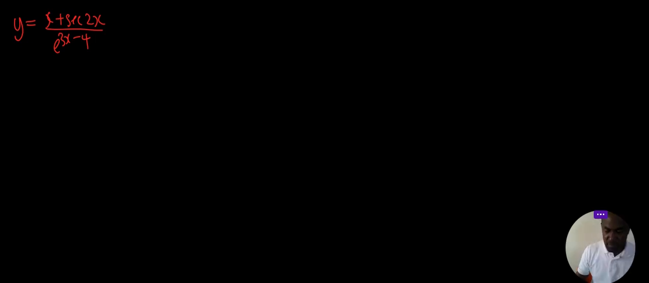Now, basically, we should be able to recognize this as a fraction of the form u over v. And since it is of that form, we can apply the quotient rule. According to the quotient rule, if y is equal to u over v, then dy by dx is equal to v du by dx minus u dv by dx, all over v squared.